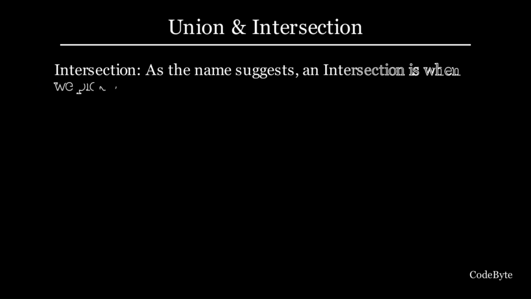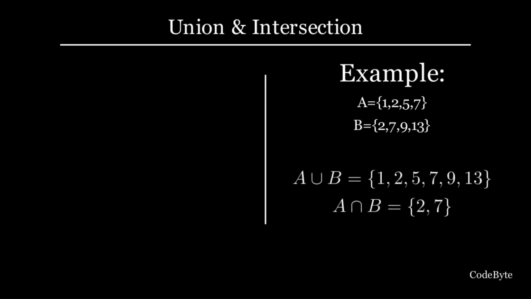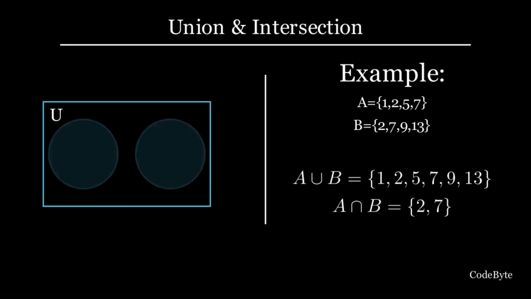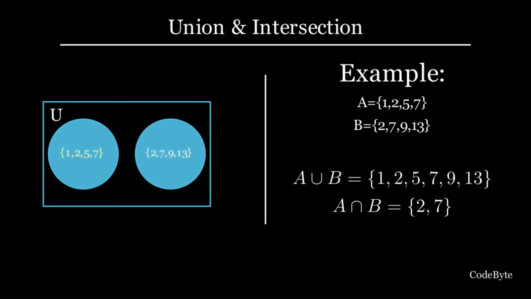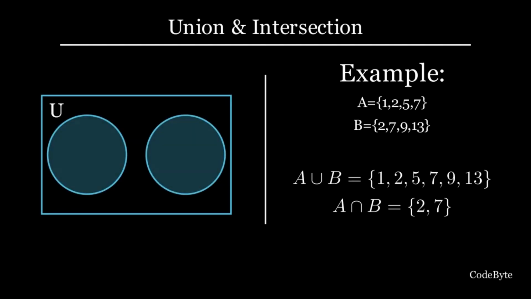For example, let us consider two sets, A and B. Set A contains elements 1, 2, 5 and 7, and set B contains elements 2, 7, 9 and 13. Then by simply combining all the elements from both the sets, the union of the two sets contains the elements 1, 2, 5, 7, 9 and 13, and the intersection of the two sets would result in the elements 2 and 7.